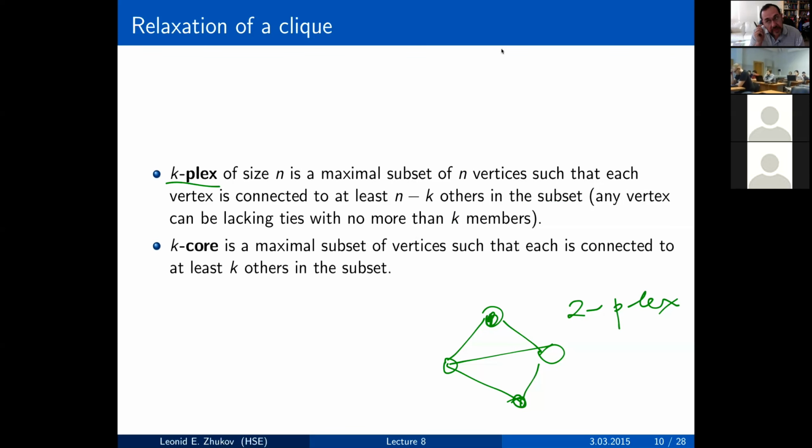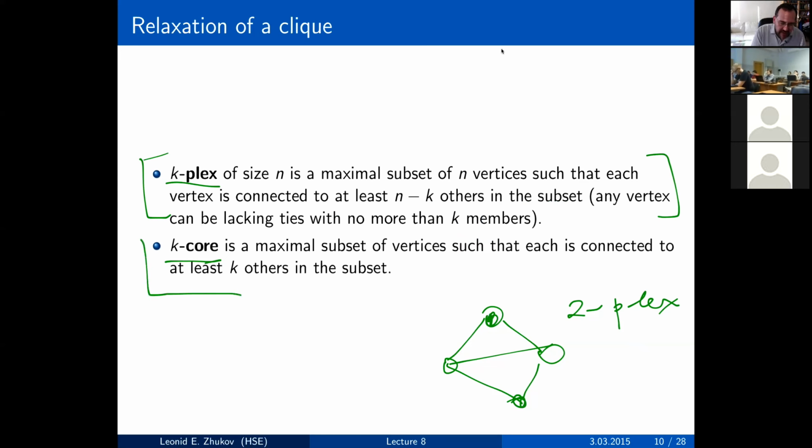There is another definition, which is also a relaxation, but from a different direction, called a k-core. A k-core is a maximal subset of vertices such that each vertex is connected to at least k other vertices in the subset. Though those 2 relaxations do exist, k-plex is quite useless because there is also a factorial large number of those k-plexes, and in the same way as with cliques, they're computationally hard to find.